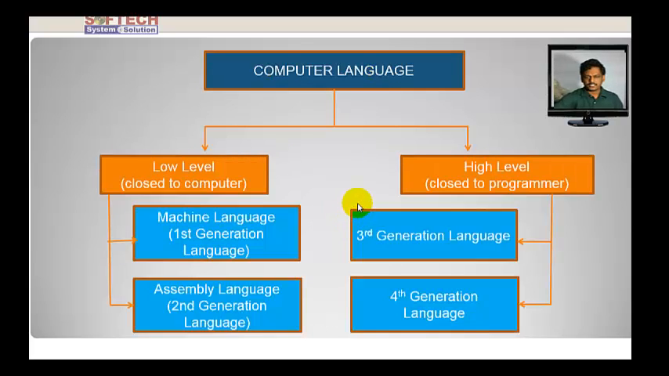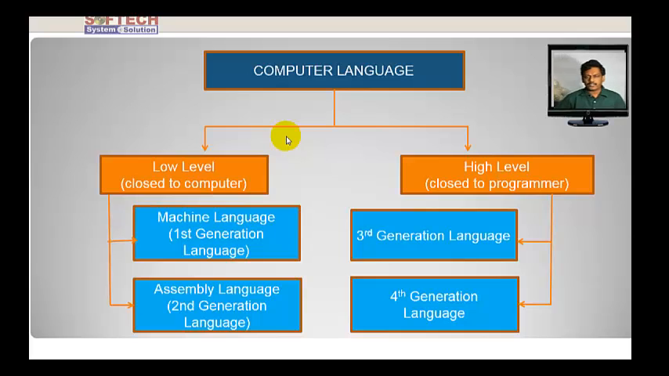Computer languages. Already we studied the translators: assembler, interpreter, compiler. Assembler converts assembly language into machine language, but interpreter and compiler convert high-level language into machine language. What are computer languages? What is the difference between human languages and computer languages?